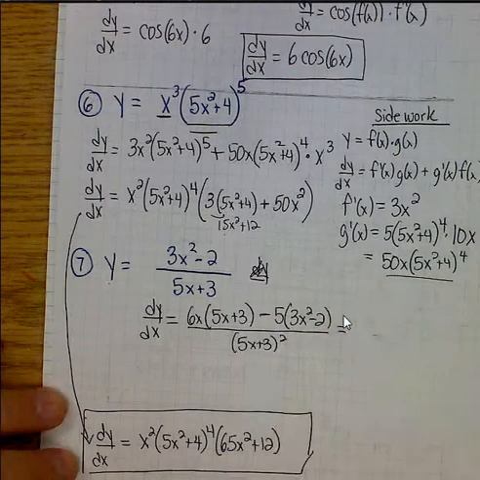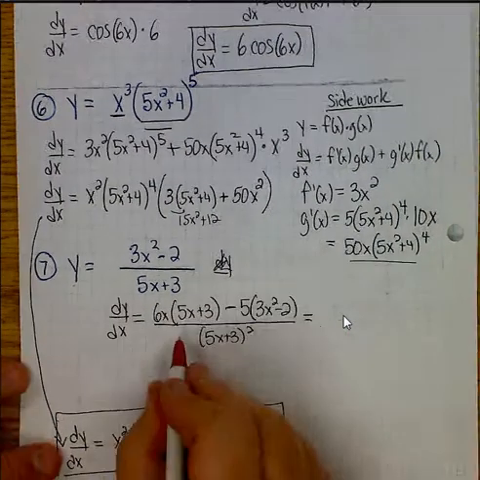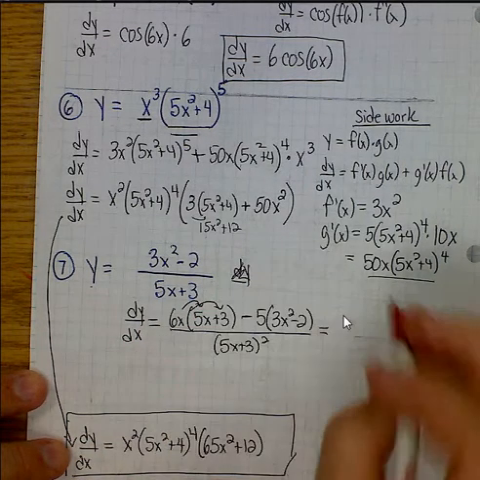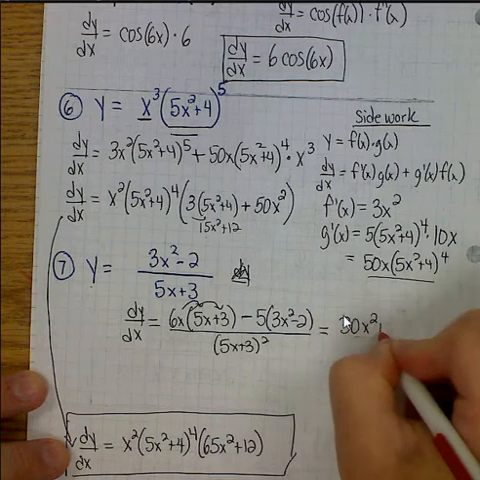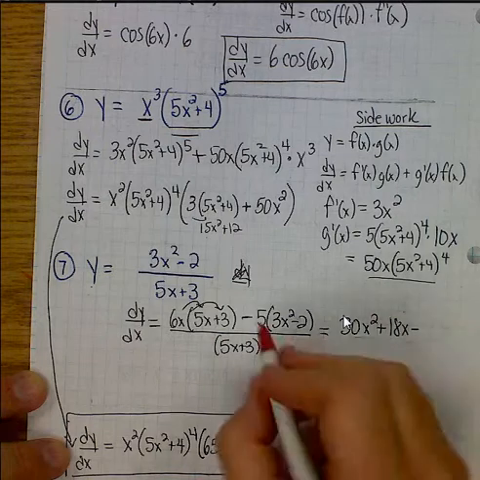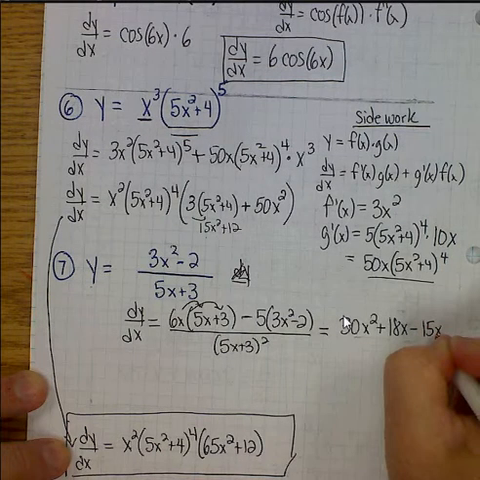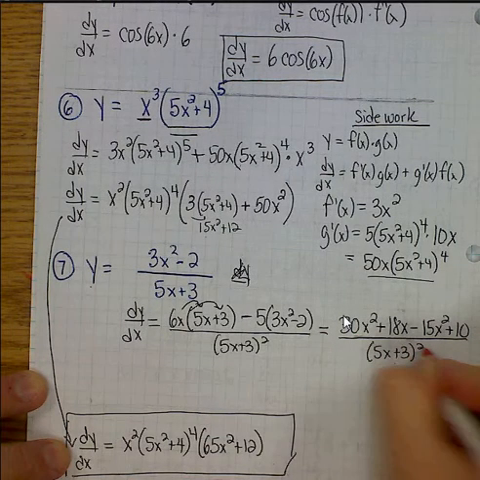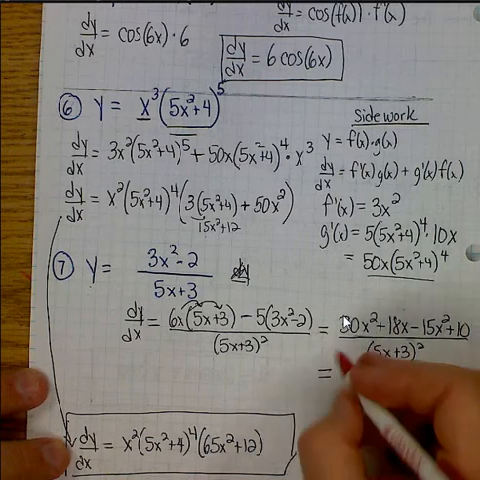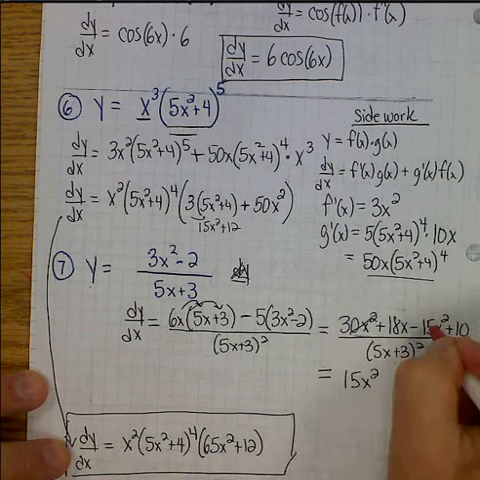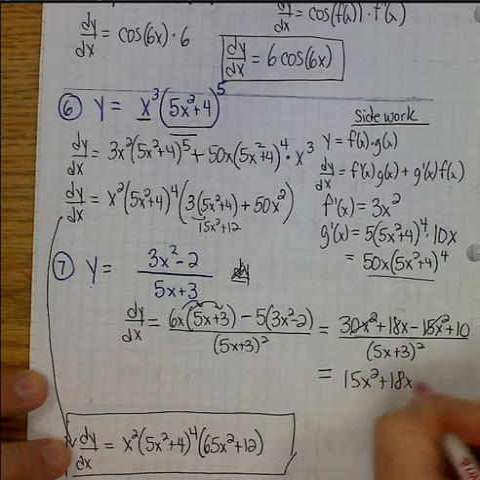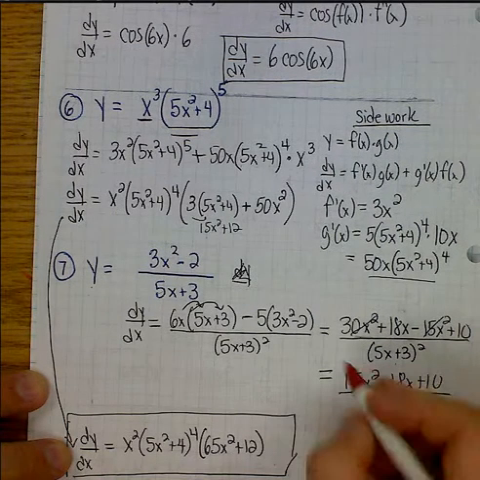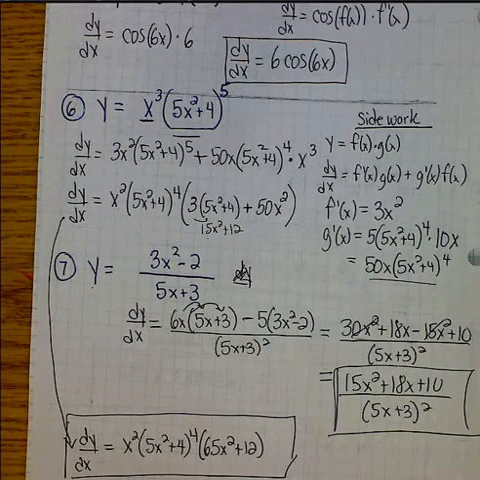Now for the most part, we got to just try to simplify the top. In simplifying the top, I'm going to distribute the 6x through here. So I'm going to be doing this and then this. So I get 30x squared plus 18x minus, distribute the 5 through, 15x squared plus 10 all over 5x plus 3 squared. This is going to equal, putting things together, I got 15x squared, that takes care of these guys. I'm going to have plus 18x plus 10 all over 5x plus 3 squared. And that's your derivative, and that was your quiz.